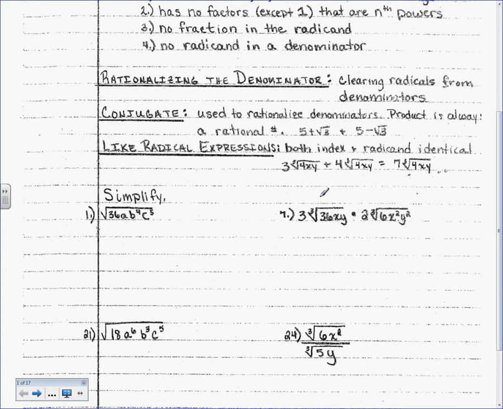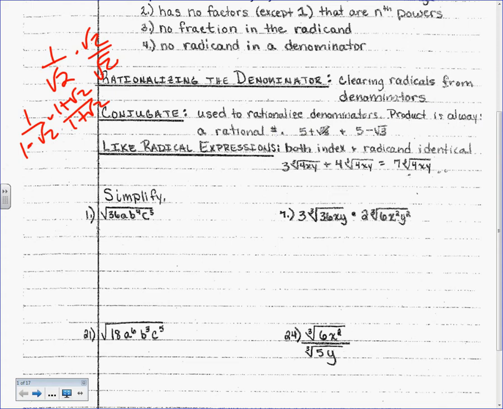Rationalizing the denominator, that's old, old stuff. Clearing radicals from the denominator. So when we had this, you multiplied by root 2 over root 2. When we had this, you multiplied by 1 plus root 2 over 1 plus root 2. You rationalize the denominator. That's the conjugate. So if this is 1 minus root 2, then this is 1 plus square root of 2. So it's used to rationalize denominators. The product is always a rational number.